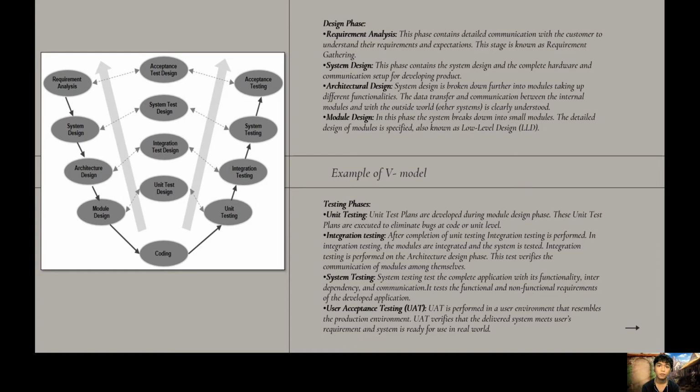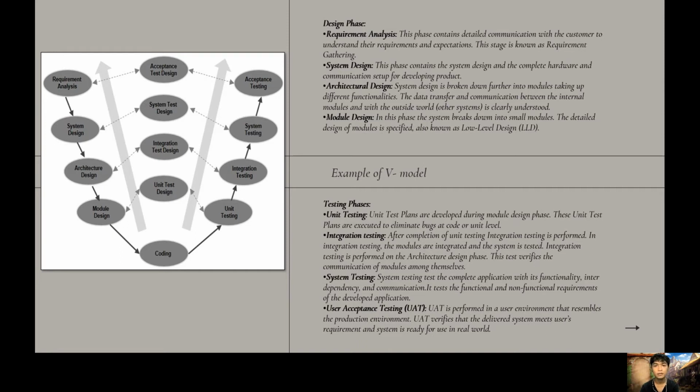In the design phase, we have requirement analysis, system design, architectural design, and module design. In requirement analysis, this phase contains detailed communication with the customer to understand their requirement and expectation. This stage is known as requirement gathering.